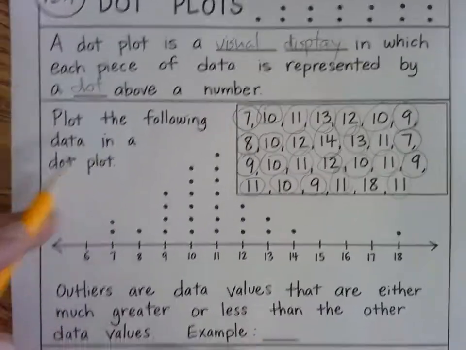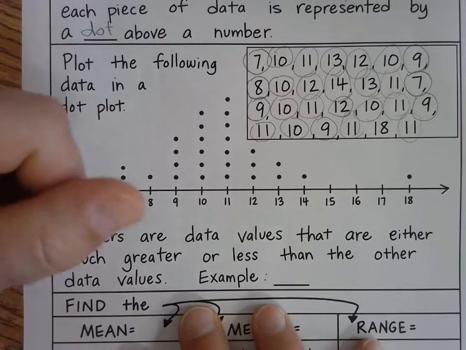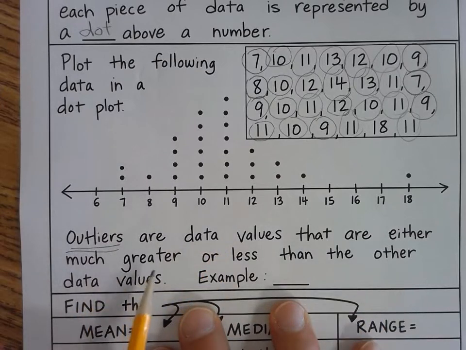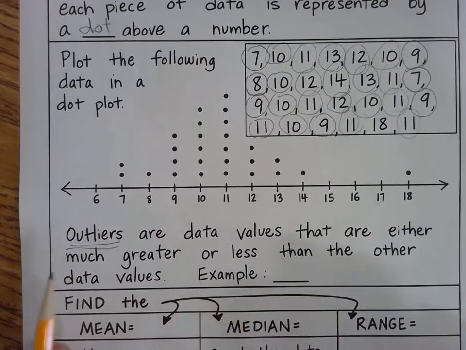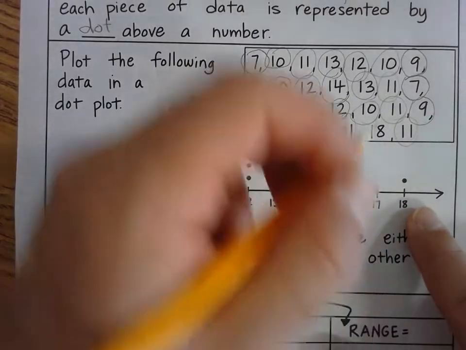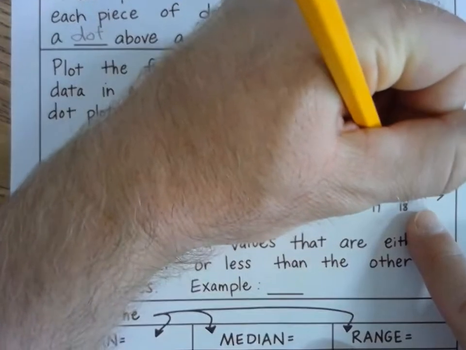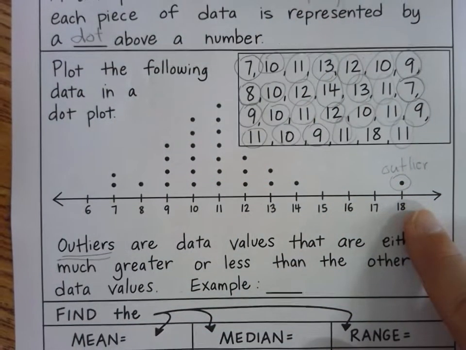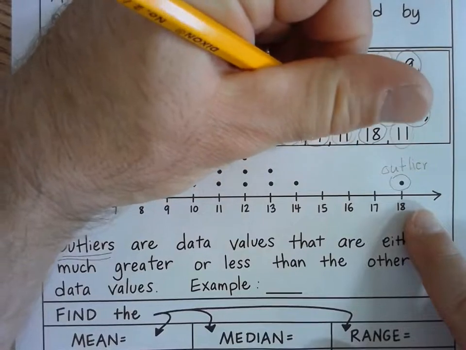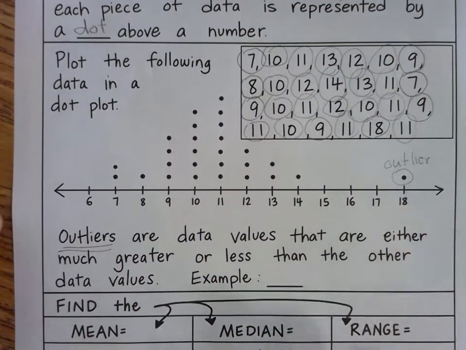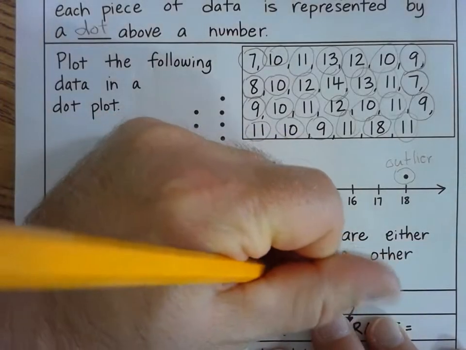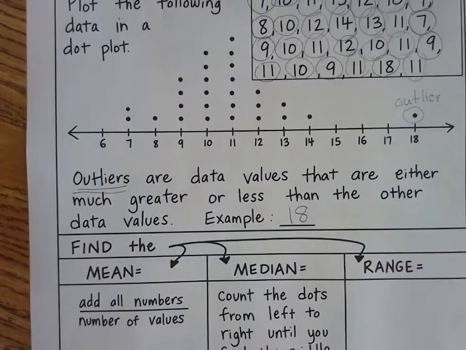Okay, all right. So outliers. You guys need to be familiar with that word. Outliers are data values that are either much greater or less than the other data values. Which I didn't even notice there was an outlier up here. Okay, 18. So let's put outlier. All right, that is an outlier. And I didn't even notice that we had missed that. It's a good reason to circle your numbers. So the example is 18. We just found that.